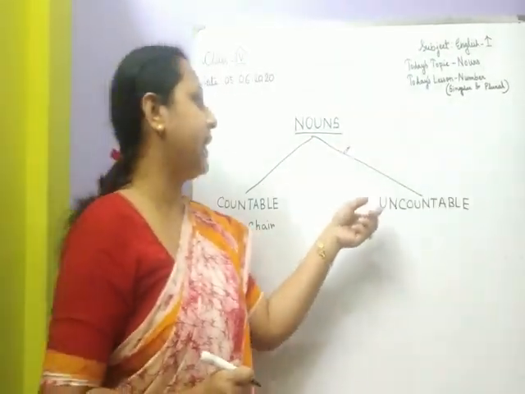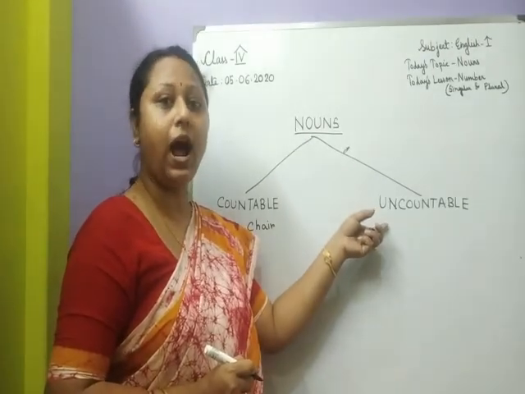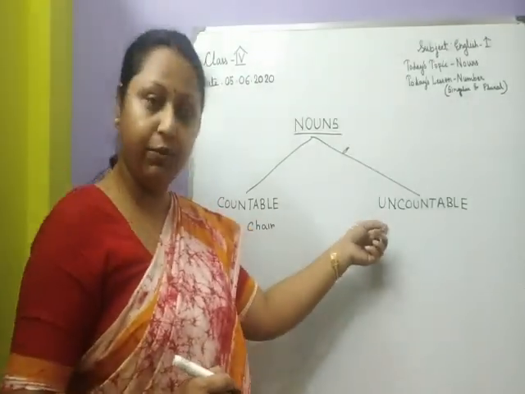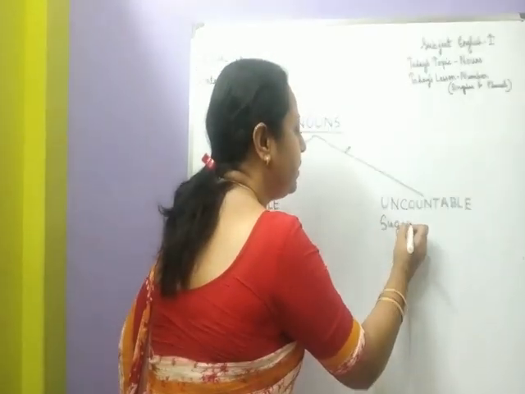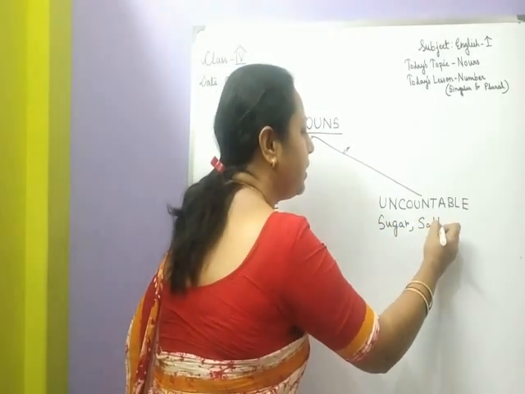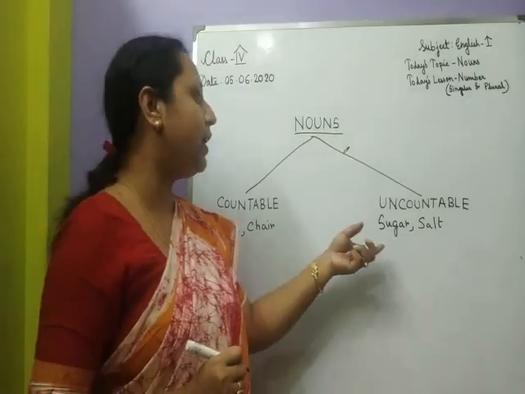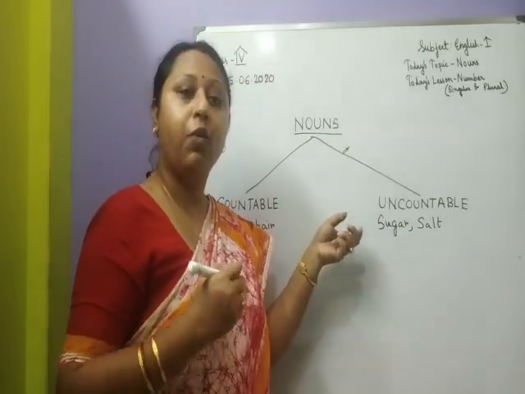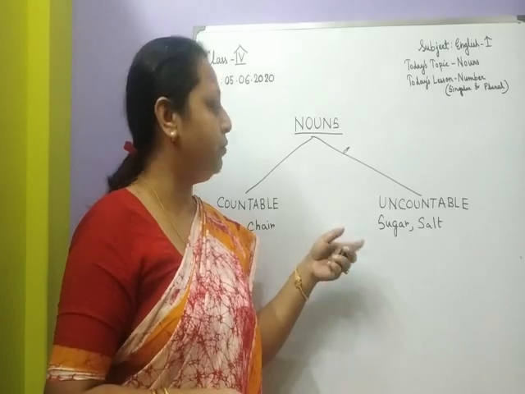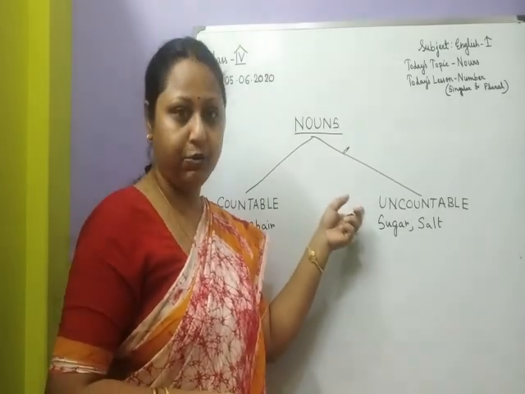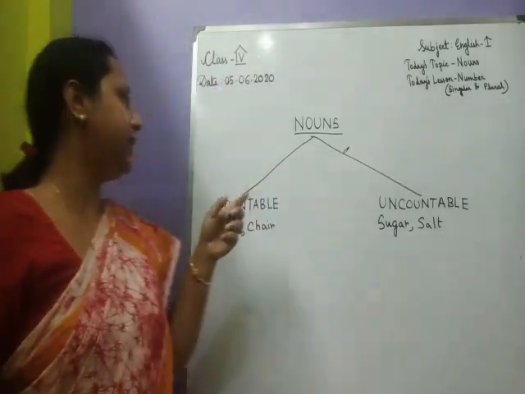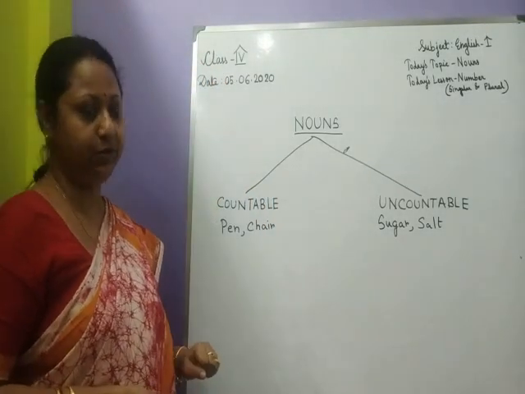And nouns that cannot be counted are called uncountable nouns. Let me give you some examples. Sugar, salt. Can we count sugar, salt as 1, 2, 3, 4? No, we can't count them in numbers. They are uncountable nouns. Now let us start with the countable nouns.